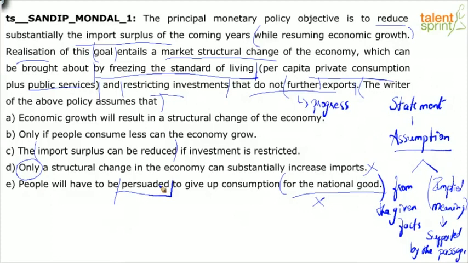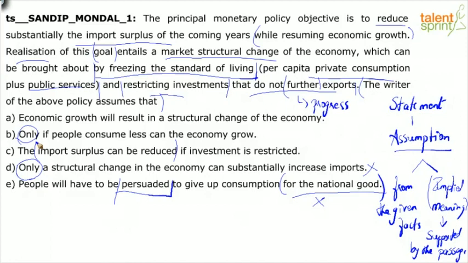What was the earlier question? GDP. I don't know, I think it was a jumble sentence. Right? GDP is what is used to evaluate. Again, but I also have only in B. Only if people consume less can the economy grow. Because I also have restricting investments.